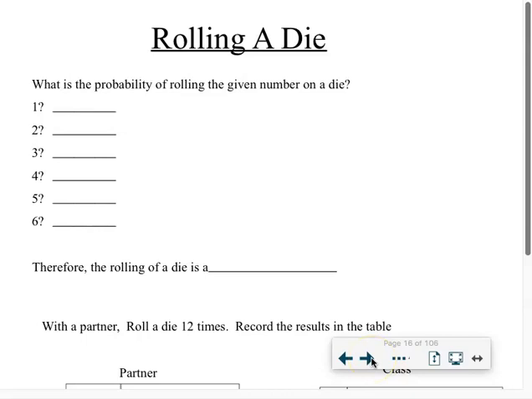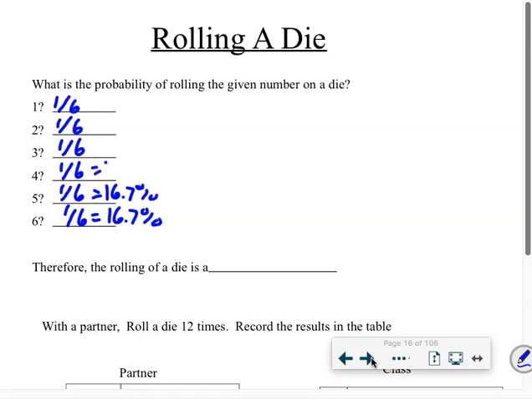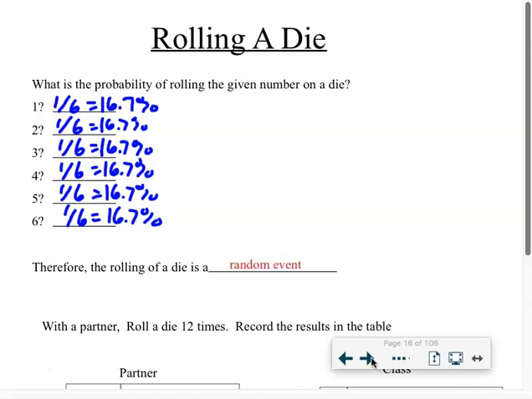When we're rolling any given number on a 6-sided die, everything has a 1 out of 6 chance of popping up. We call the roll of a die a random event. These are all 16.7%, by the way. So that is a theoretical. We haven't actually rolled any dice. This is just a theoretical number. This is just saying, in theory, if you roll a die, everything has an equal shot at coming up. So we call it a random event.